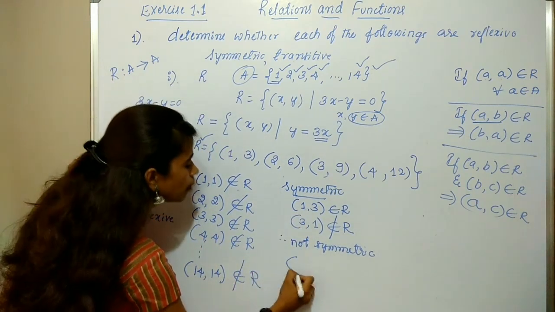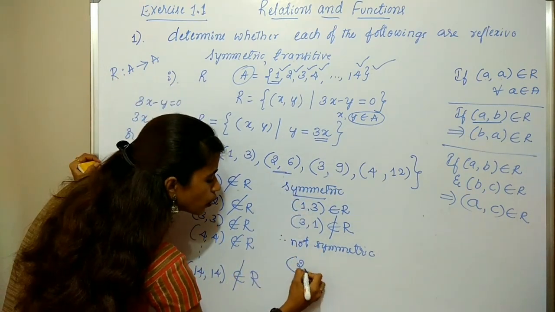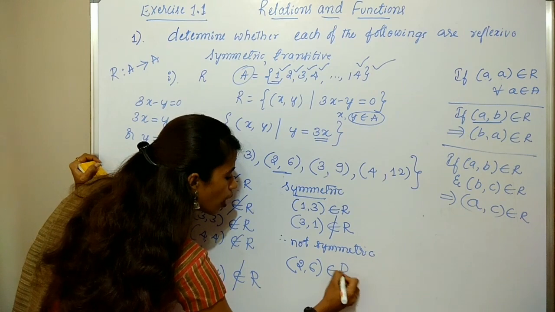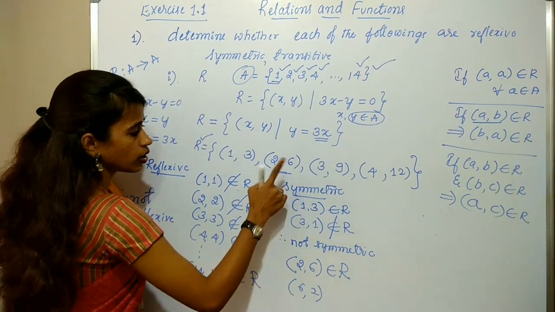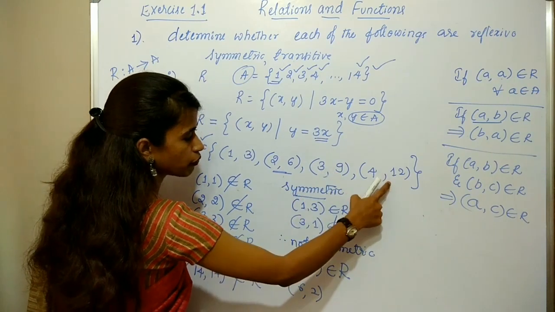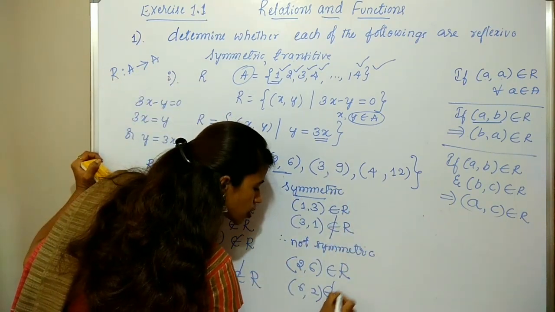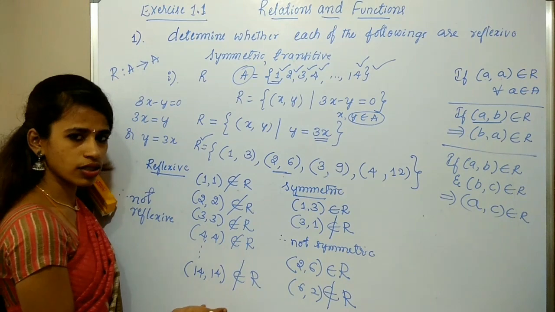Take another element, namely (2, 6). (2, 6) clearly belongs to R. What about (6, 2)? Does (6, 2) belong to R? Here we have (2, 6), and here we have (3, 9), (4, 12). (6, 2) does not belong to R. Therefore, it is not symmetric.